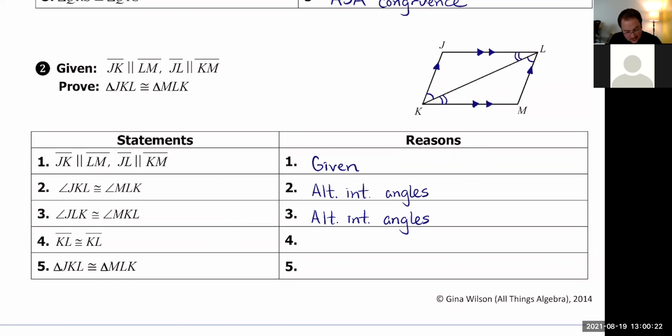Then the one that probably doesn't shock us too much, say side KL is congruent to side KL. That's thanks to our reflexive property. So if you look at the diagram, because I've kind of labeled it as we went, it looks like we have two sets of congruent angles, and the side between them is also a congruent set. Is that enough for angle side angle? Sure is, which is the final statement saying that those two triangles must therefore be congruent, and that is due to angle side angle congruence.